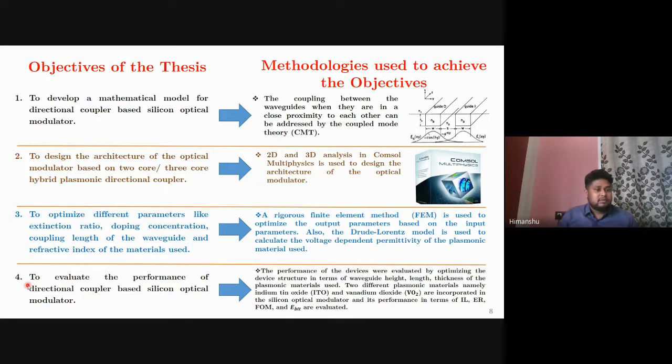Now, the fourth objective was to evaluate the performance of the directional coupler-based silicon optical modulator. So the performance of the device was evaluated by optimizing the device structure in terms of waveguide width, height, length, and thickness of the plasmonic material used. And two different kinds of plasmonic material, namely indium tin oxide and vanadium dioxide, are incorporated in the silicon optical modulator, and their performances were observed.